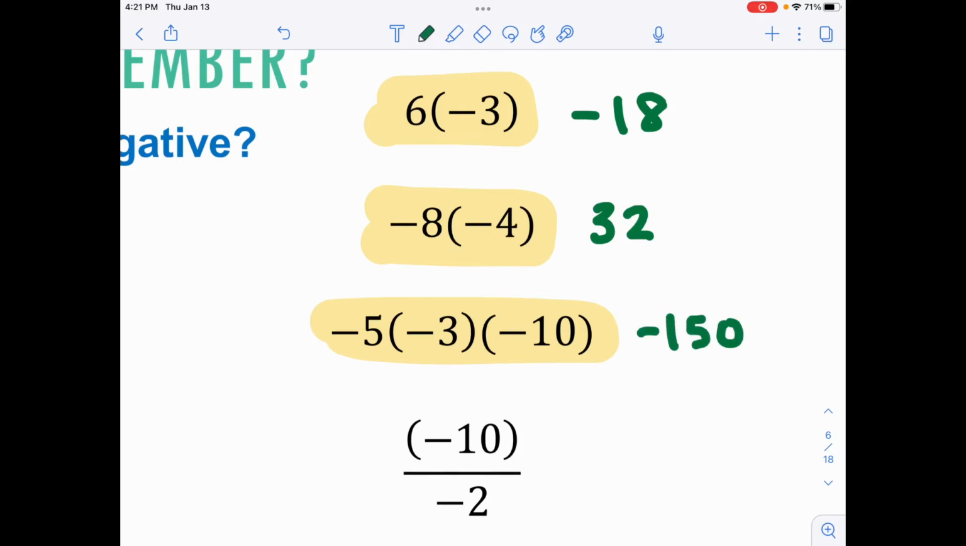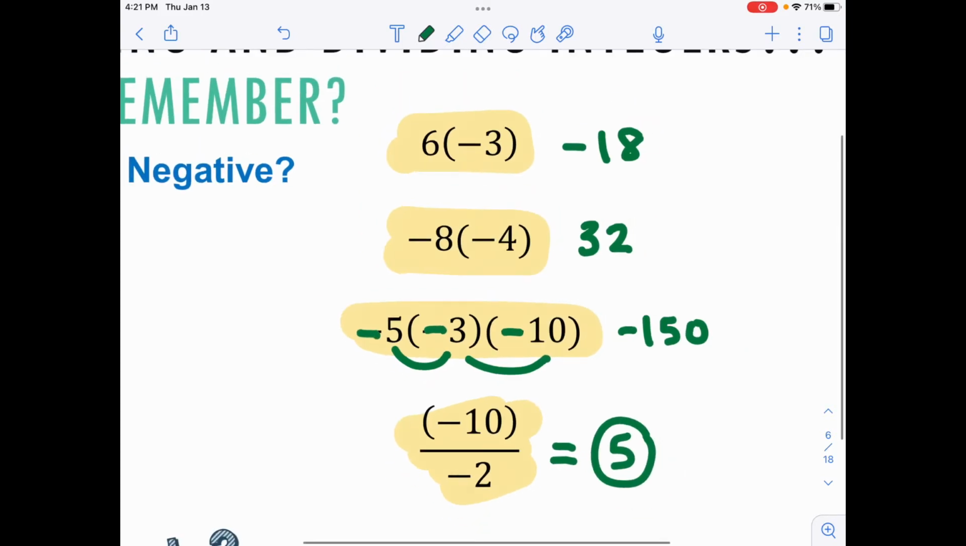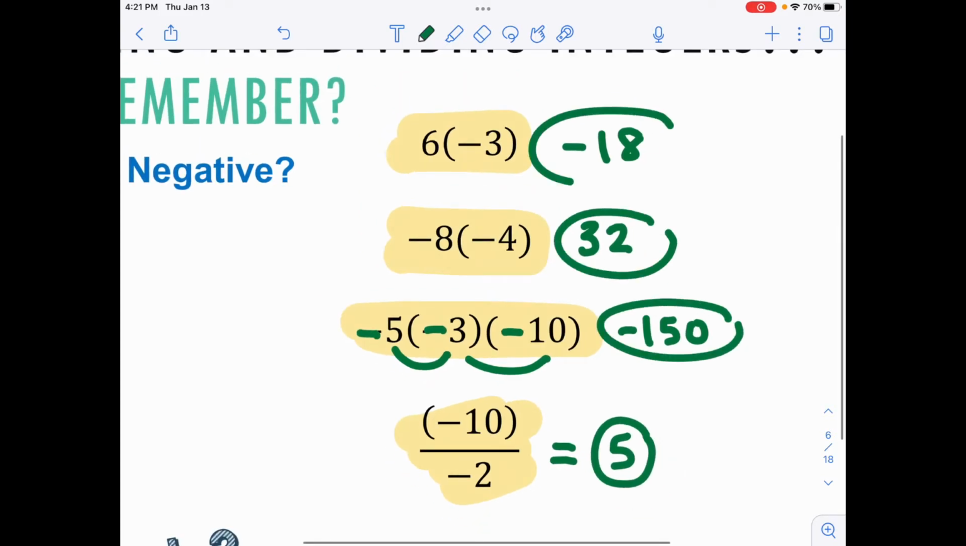Hopefully in your head, you're ignoring all the negatives. You're doing 5 times 3, which is 15, and then 15 times 10 gives you 150. Since there are an odd number of negatives in the problem, my answer is negative. Finally, our last question, negative 10 divided by negative 2. What's my final answer there? Good, positive 5. All right, I should have circled all my answers here, so I apologize.